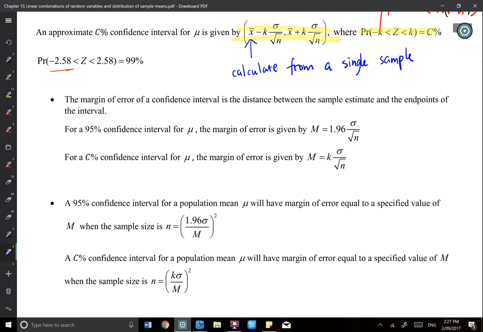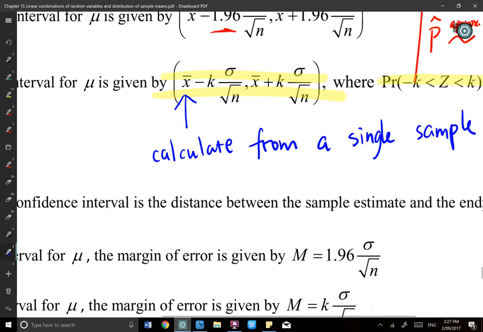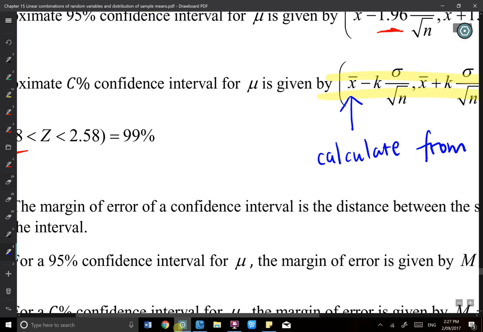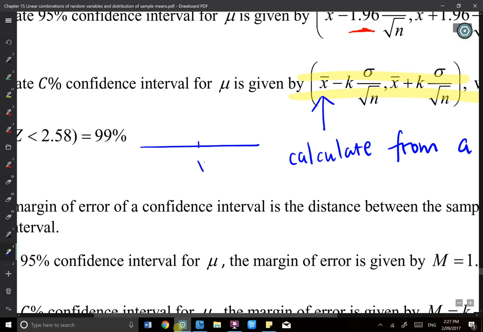Okay, it's easier if you know that. Have a look at this formula. That's all from x bar. You subtract something and then you add something, right? So your x bar is in the middle. Then you have one value here, one value here. They must be equal distance, right? These two are the same distance. That is k times sigma over root n.